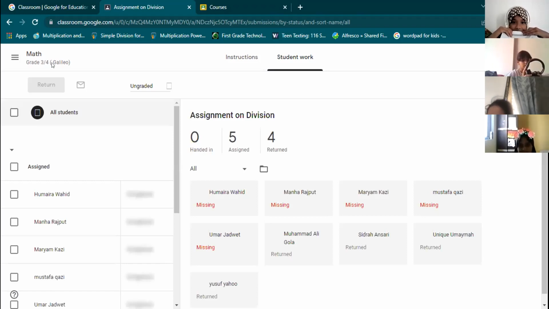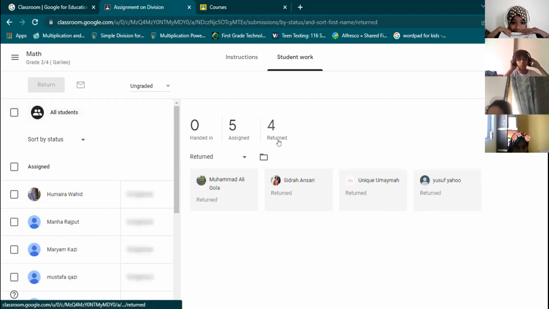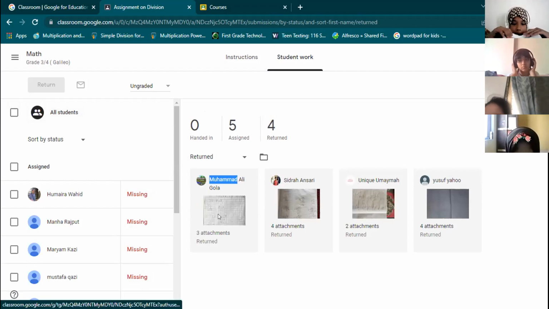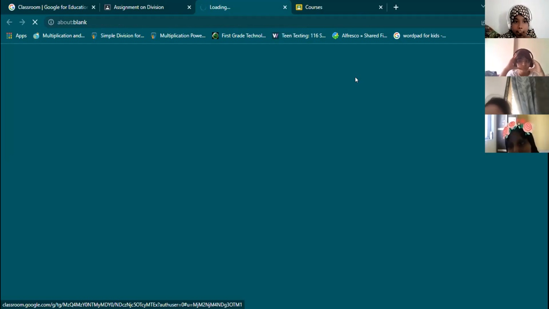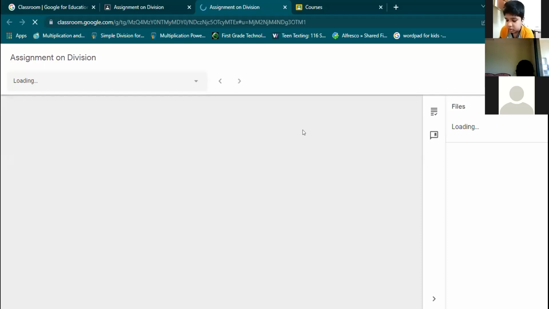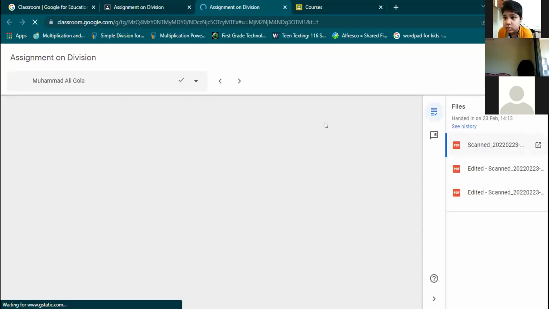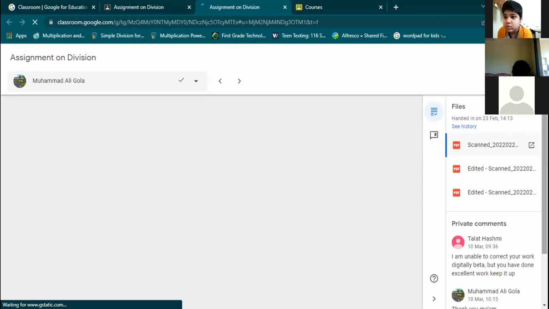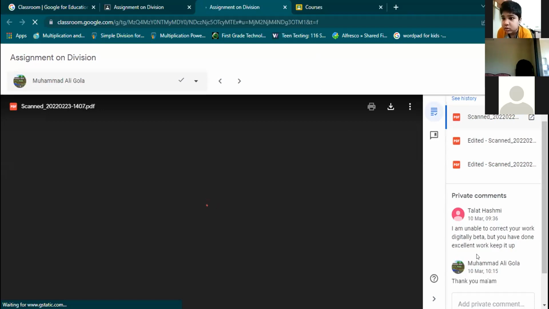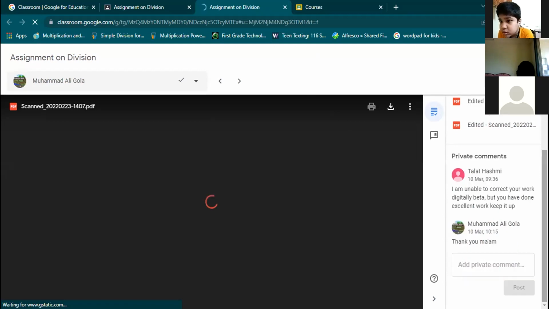Yeah, only four students have done it. And this was the best work, Mohammad Ali. And Mohammad Ali, I couldn't correct digitally because I don't know what problem I was facing while I was doodling it. Otherwise, I have checked it. If I'm not making the red mark, it doesn't mean I did not check. I was unable to correct it digitally, I was facing some problem. But I've gone through your whole work. And I have mentioned also, I'm unable to correct your work digitally. But I really like your work, really.